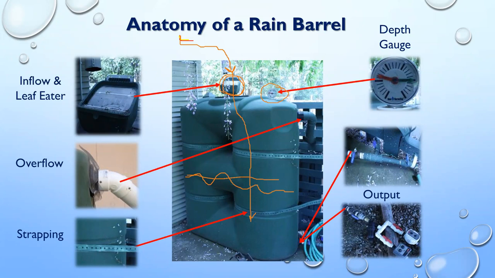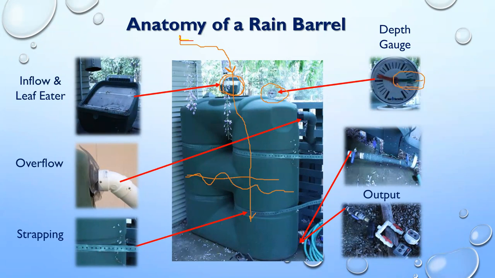Just like clothing, you can accessorize your rain barrel. So you don't need all of these options. These are just options you can have on a barrel. This barrel happens to have quite a few of them. And that depth gauge, you can see here, is actually saying that our barrel is full from that green arrow.